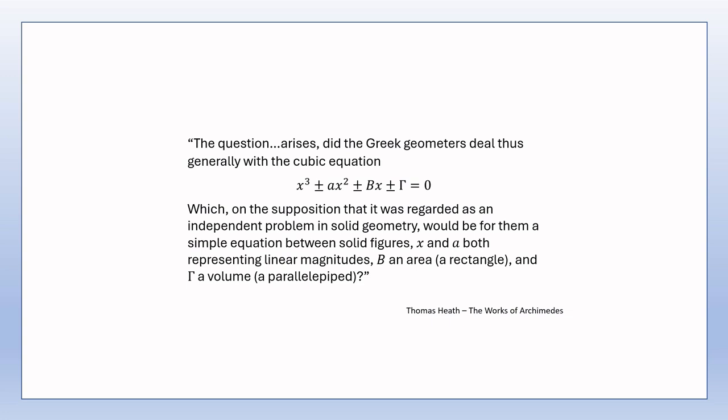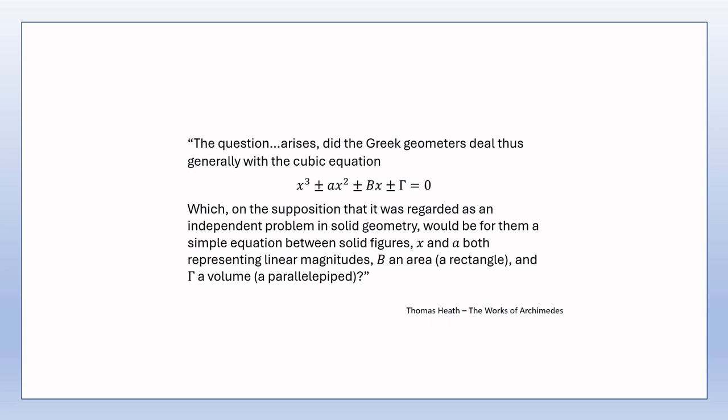Greek geometers deal thus generally with the cubic equation x cubed plus or minus ax squared plus or minus bx plus or minus gamma equals 0? Which, on the supposition that it was regarded as an independent problem in solid geometry, would be for them a simple equation between solid figures, x and a, both representing linear magnitudes, b an area, a rectangle, and gamma, a volume, a parallelepiped."